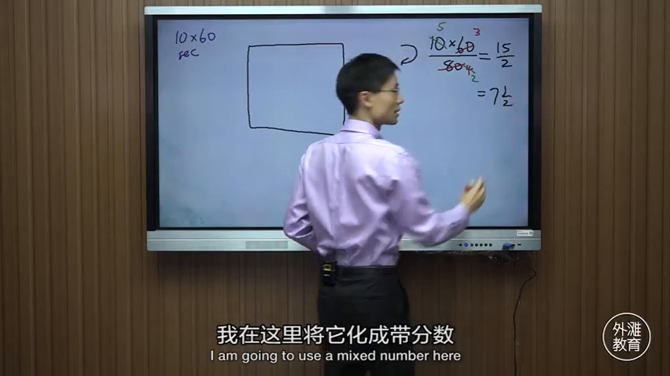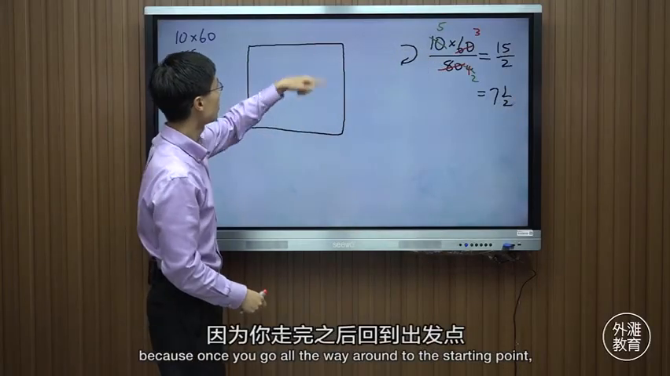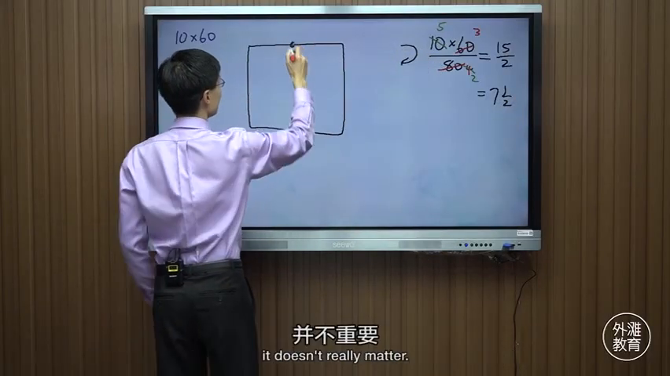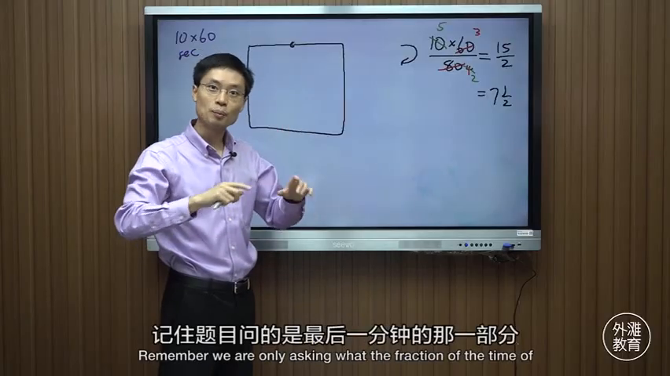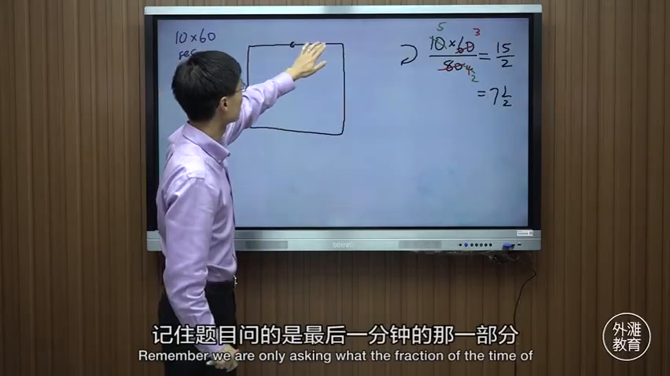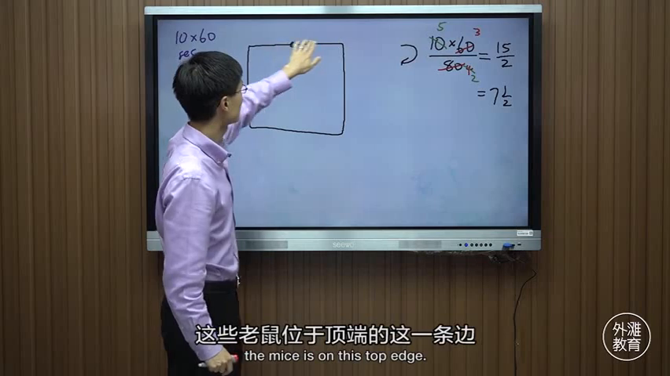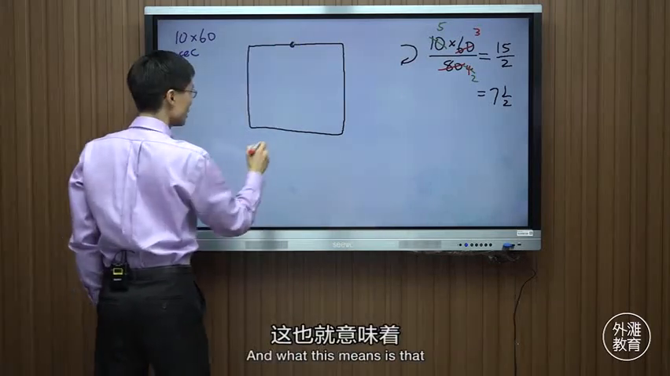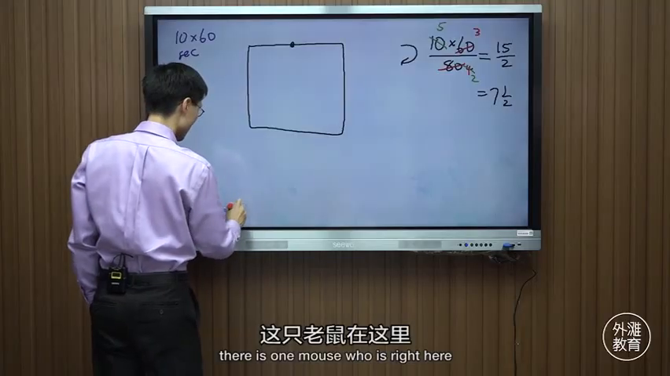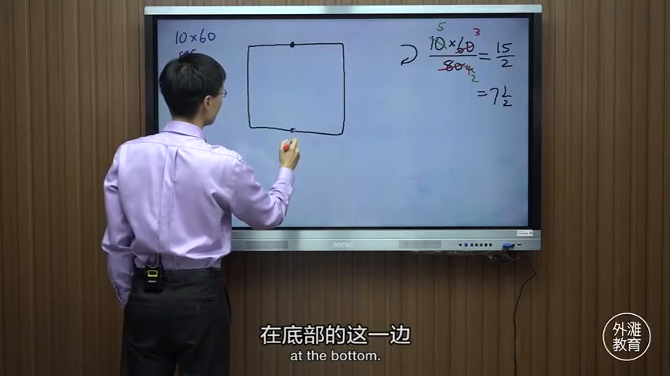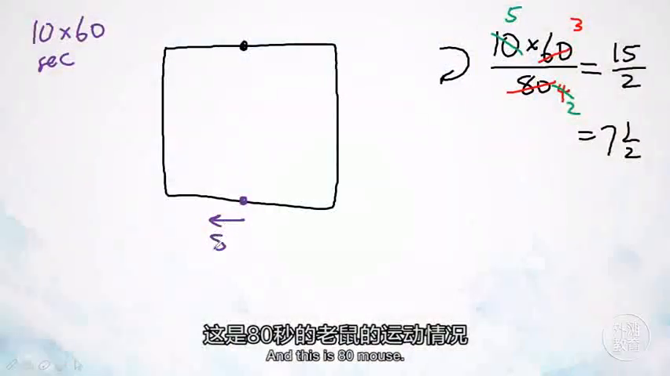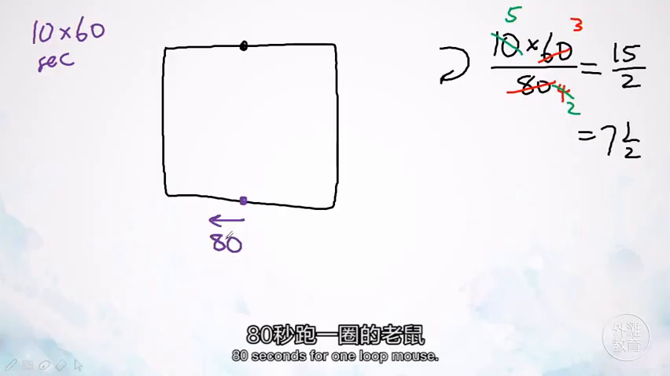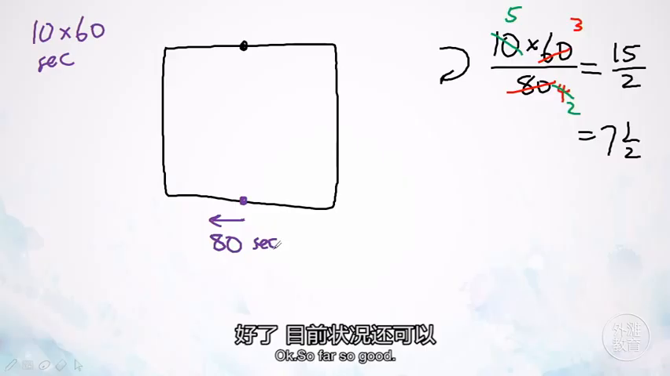I'm going to use a mixed number here because once you go all the way around to the starting point, it doesn't really matter. Remember, we're only asking what fraction of the time the mouse is on this top edge. So the important part here is this 1/2. And what this means is that there's one mouse who is right here at the bottom, and this is the 80 mouse. 80 seconds for one lap mouse. Okay, so far so good.